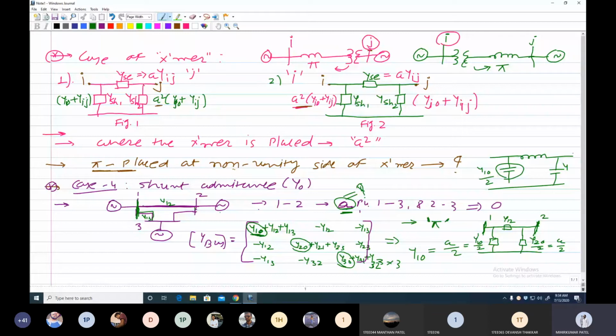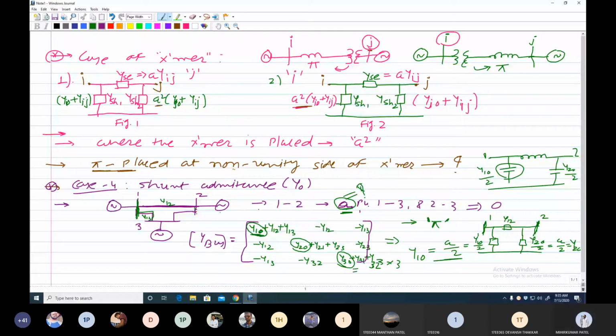Clear? Yes, everyone. So for this particular network, what is the value of Y10? Yes, it is A by 2, not A. It is A by 2. The rest of the half shunt element which is connected at bus number 2, and the value of that shunt admittance is also A by 2, which is Y20. What is the value of Y30 in this network? 0. Yes, very good.